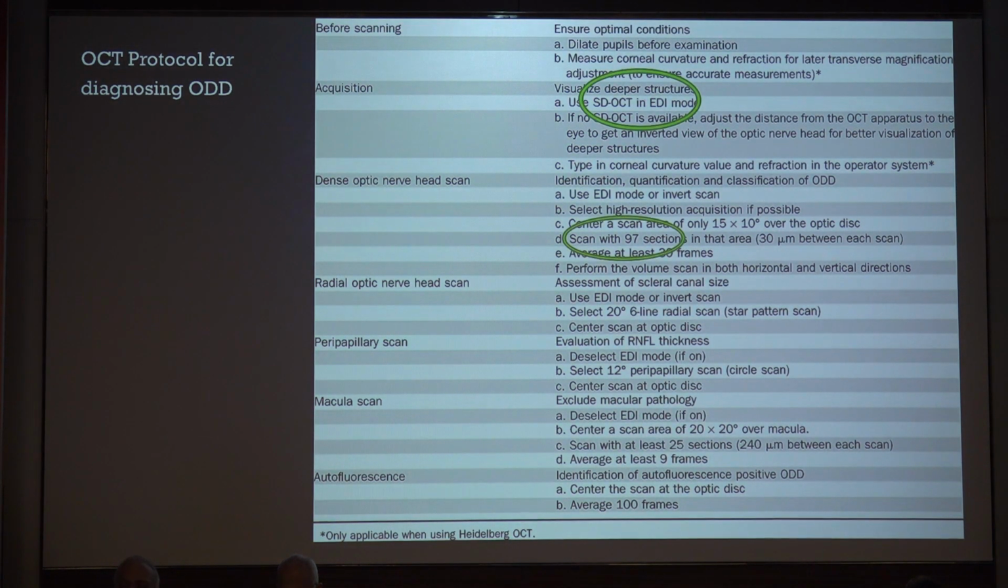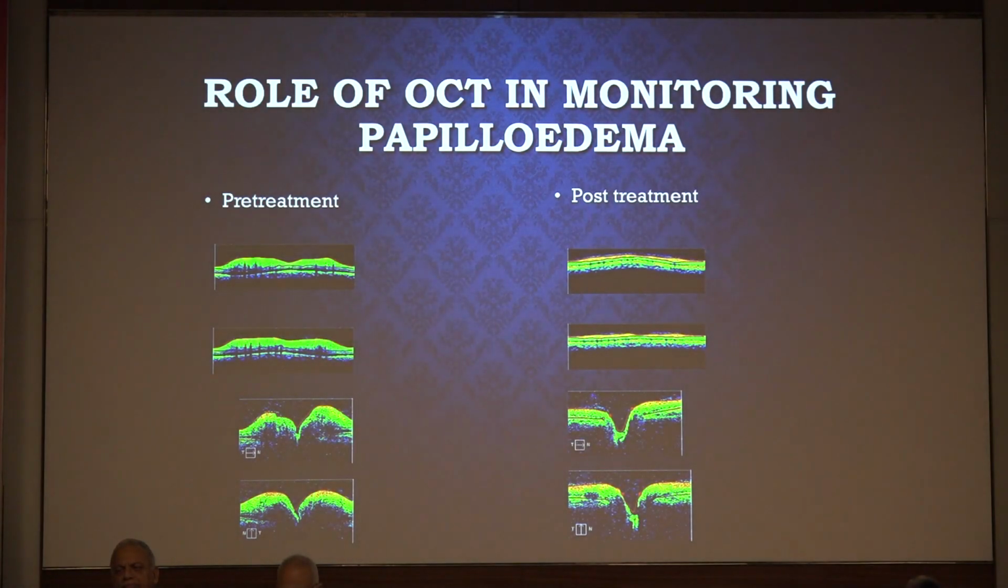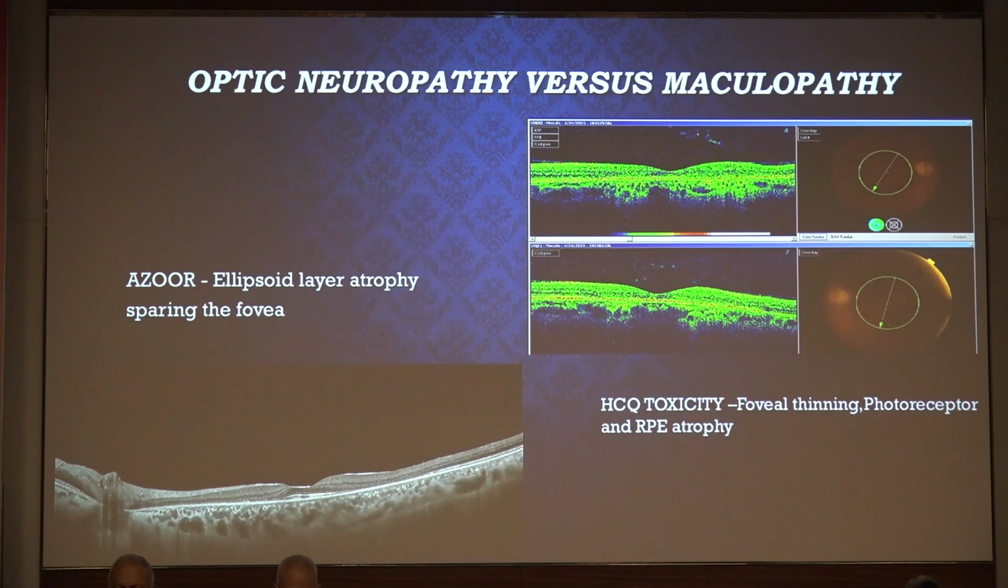So SD OCT should be done in EDI mode, 97 sections, and autofluorescence should also be used. These are some more images from there. In true papilledema, you can monitor pre and post treatment, but GCC should be maintained if you want to prove that the treatment is working. If you're losing GCC, that means the treatment is not working.